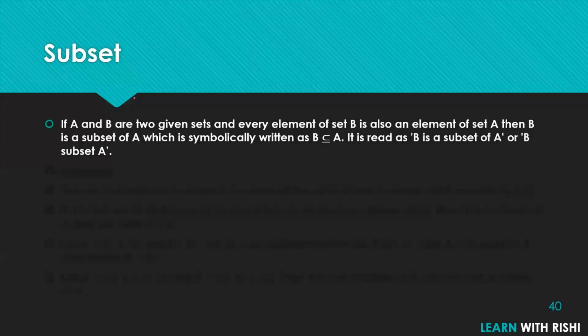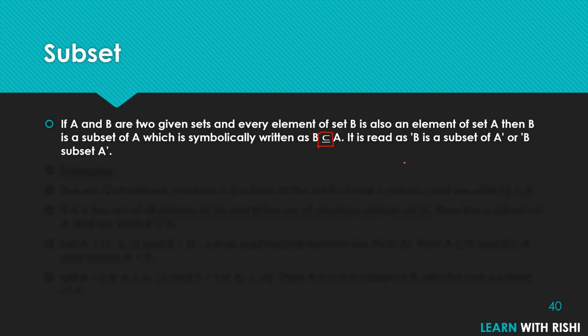Let us understand. If A and B are two given sets and every element of set B is also an element of set A, then we say that B is a subset of A, which is symbolically written like this. So to represent a subset, we have a symbol like this. As we have symbols for belongs to, not belongs to, equal to, not equal to, similarly, we have a symbol to represent a subset. And it is read as B is a subset of A or B subset A.